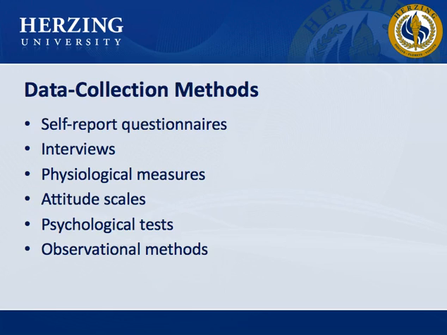There are several factors that determine the data collection method: the research questions or hypothesis, the design of the study, and the amount of knowledge available about the variable of interest. Several examples of data collection methods are self-report, questionnaires, interviews, physiological measures, attitude scales, psychological tests, and observational methods.